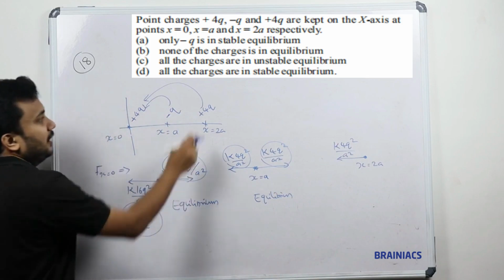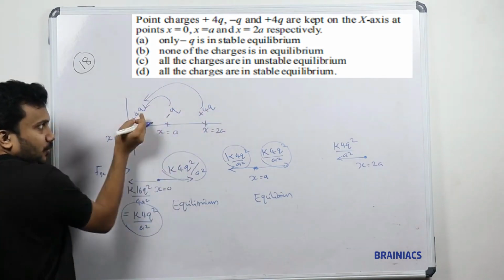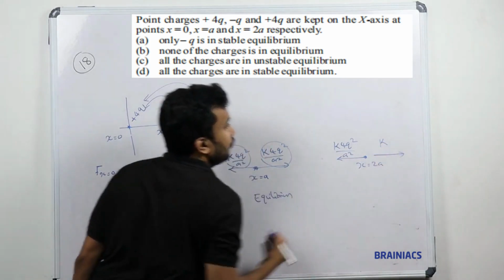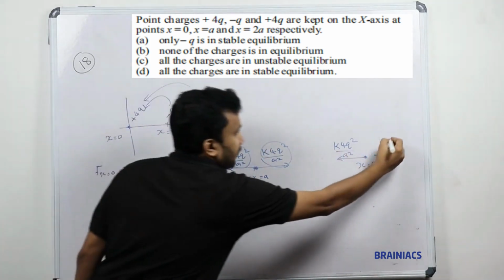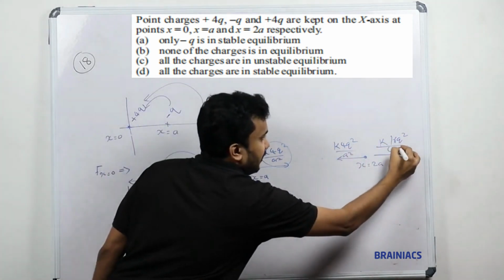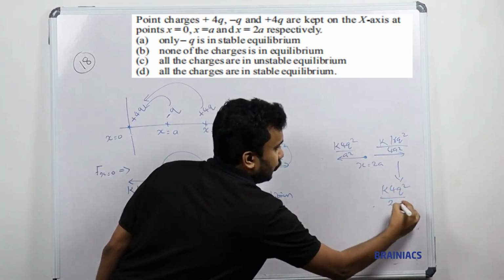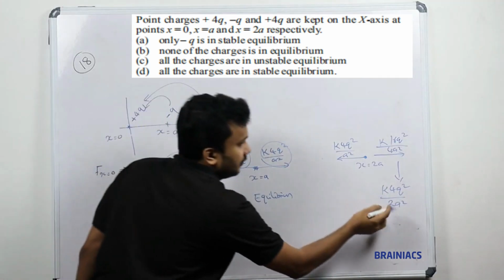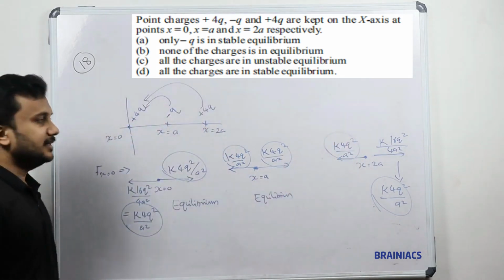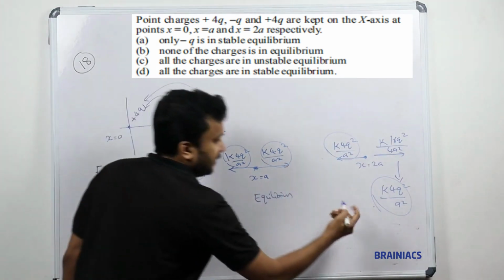Do not confuse. Next, plus 4q with plus 4q. Will this 4q attract towards plus 4q? No, it will repel with a force. How much is the force? K into q1 q2 by r square. So 4q into 4q, 16q square, divided by the distance from here to here, 2a, so it becomes 4a square. If you simplify this, K into 4q square by a square will come. So this left hand side force will be equal to the right hand side. 16 and 4 get cancelled, so it becomes 4q square by a square. Left hand side is equal to right hand side.